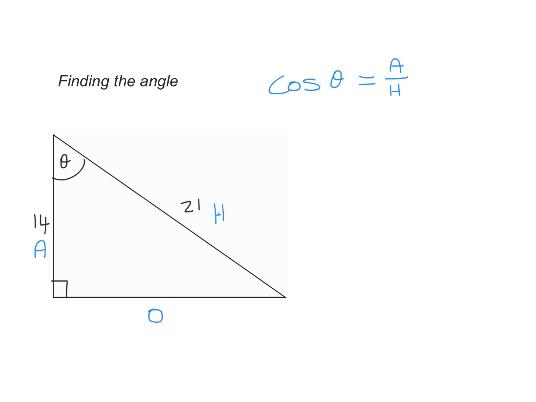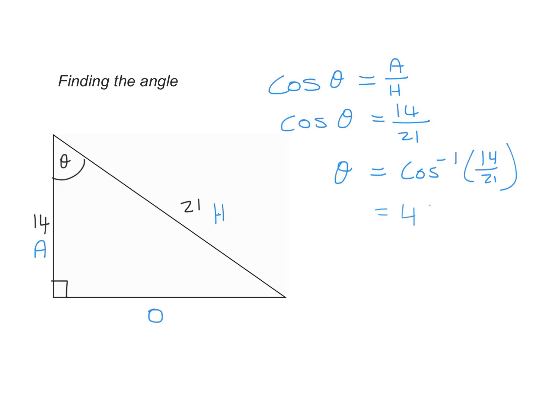Okay, well, after labeling my triangle, I know that I've got my adjacent and my hypotenuse, and I know that the rule for that is the cos rule. So I'm going to have cos of the angle equals the adjacent, which is 14, over the hypotenuse, which is 21. I want to find my angle, so it's the inverse of cos, so cos -1 of 14/21. And the answer to that, to the nearest degree, is 48 degrees. So this angle in here is going to be 48 degrees. Hope you got that one right.